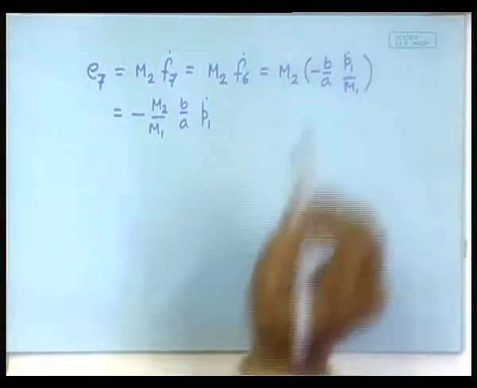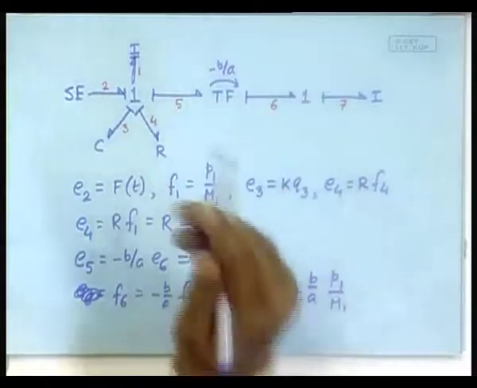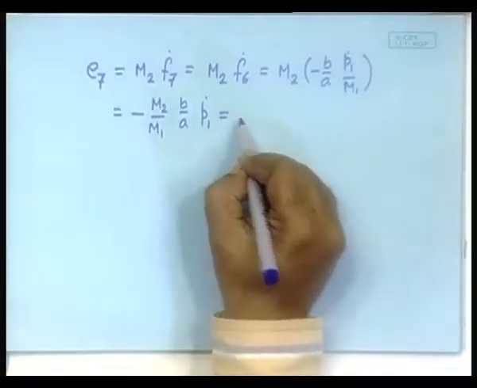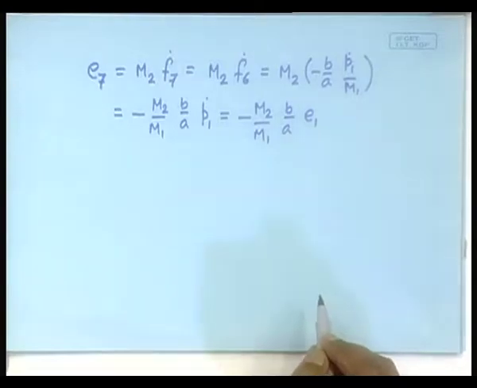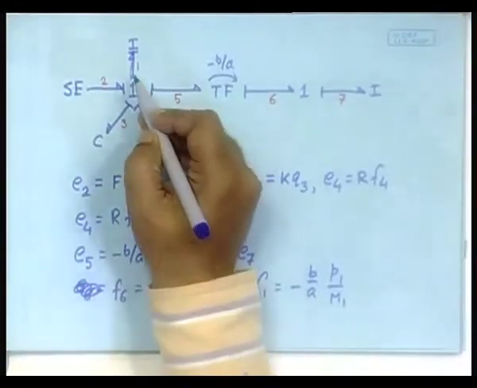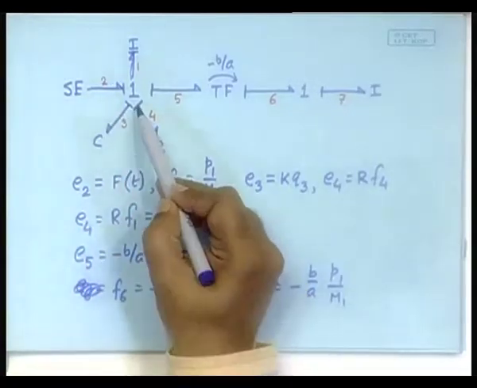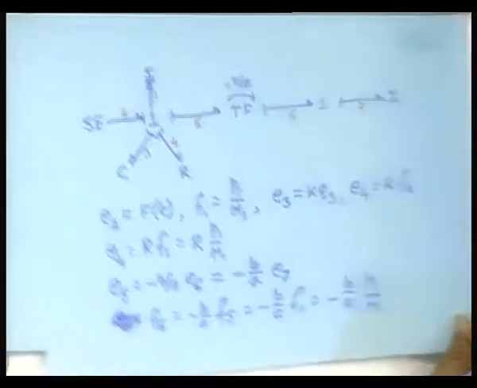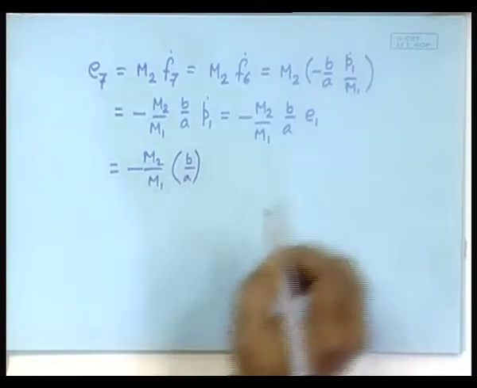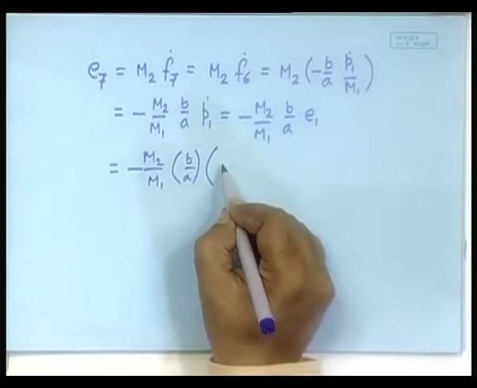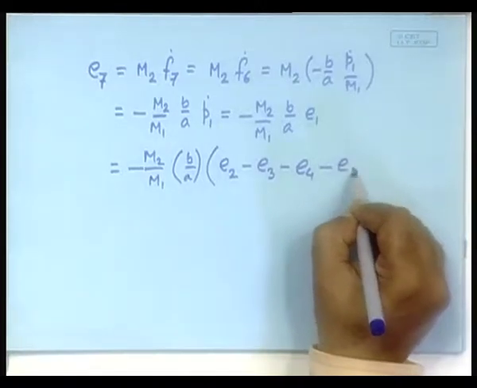Now, what is P1 dot? P1 dot is nothing but E1, right. So, that is how we get rid of the dot: E7 is equal to minus M2 by M1 B by A E1. Good. So, now we have to find out where this E1 information comes from. E1 is nothing but, since it is the effort summing junction, E2 minus E3 minus E4 minus E5. So, we have minus M2 by M1 B by A times E2 minus E3 minus E4 minus E5.